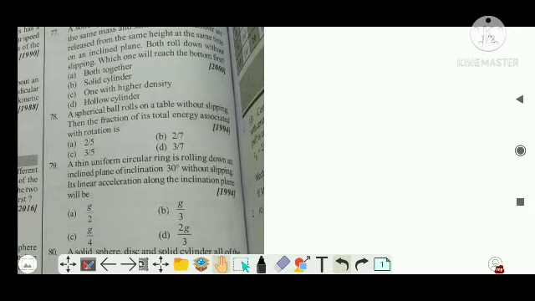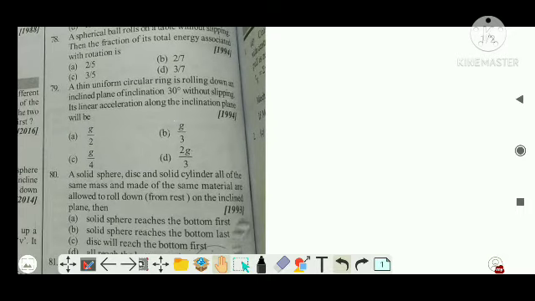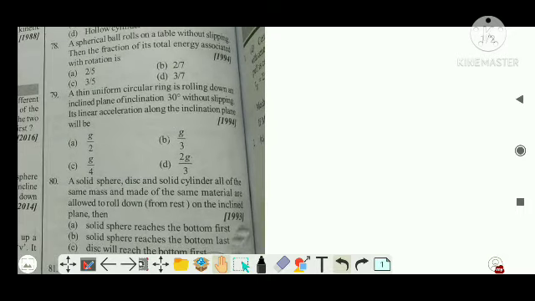The 77th question was dealt with earlier itself. Now we'll go with the next one: a spherical ball rolls on a table without slipping, then find the fraction of its total energy associated with the rotation. The question is very simple, guys. You are asked how much of the total energy is rotational energy. So you are asked the ratio of rotational kinetic energy to total energy.